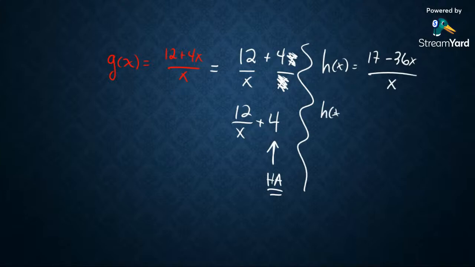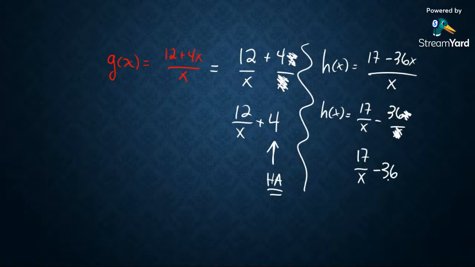We can rewrite that as 17 over x minus 36x over x, giving each of these numerators their own denominator. Now, 17 over x is just 17 over x. There's no reducing that. However, with 36x over x, we can take away our x from both of these. So we get minus 36, and we recognize that negative 36 is our horizontal asymptote.